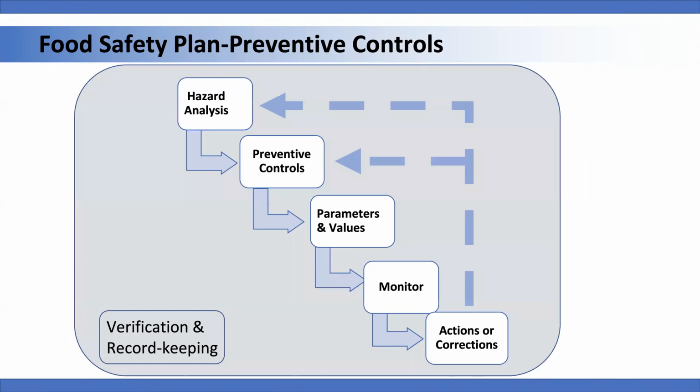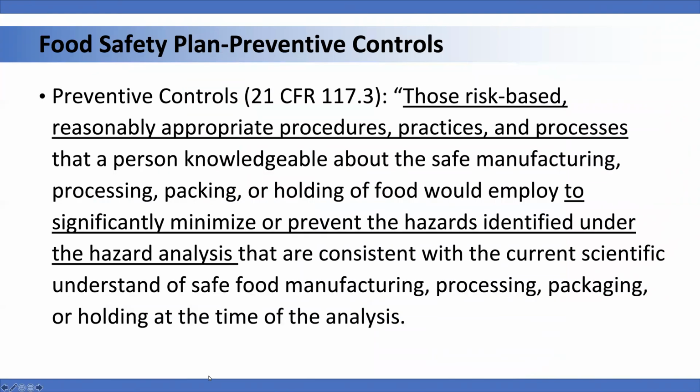In the food safety plan, after hazard analysis, preventive controls are considered, and parameters and values for the control operation are set. Then these parameters and values in the preventive controls are monitored and corrected if needed, and then the controls are verified and records are kept. Preventive controls are risk-based, proper procedures, practices, and processes to significantly minimize or prevent the hazards identified under the hazard analysis, based on scientific evidence.